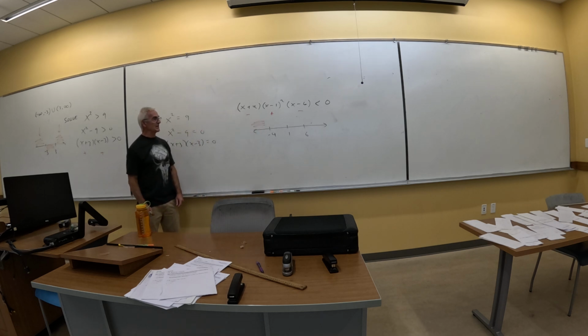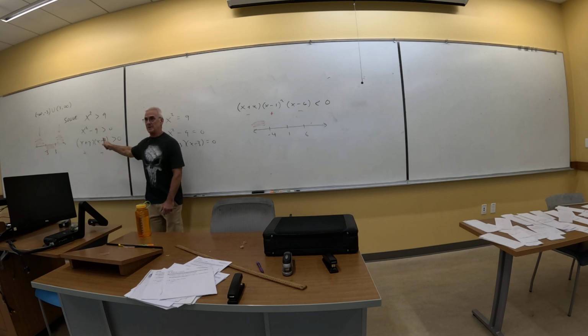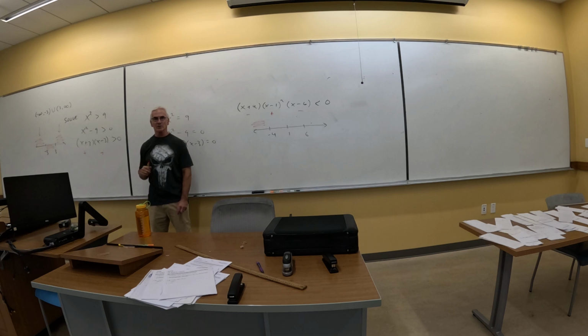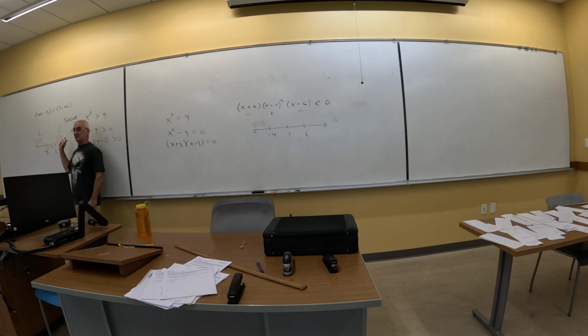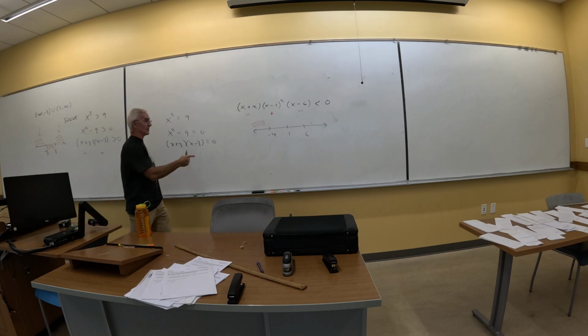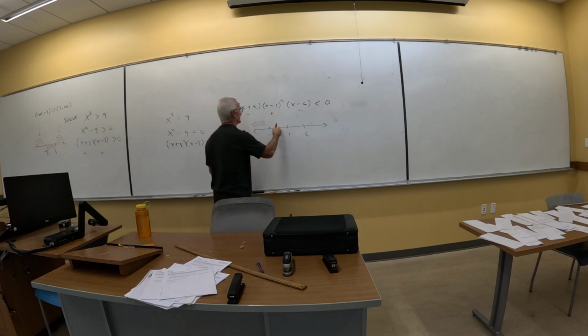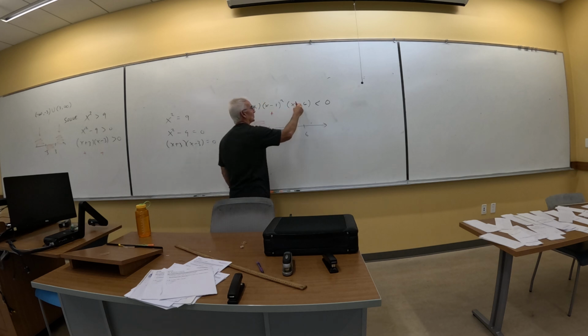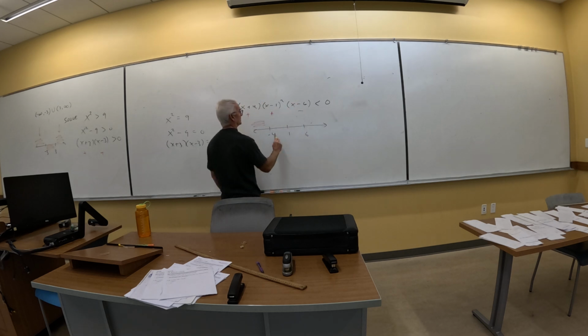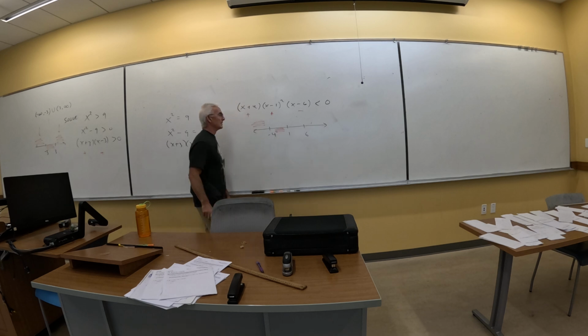Now pick a number between negative 4 and 1. How about like 0? By the way, how many calculations did I do over here? None. If you're calculating, you're looking at the wrong thing. You're only looking at signs. And I said every number in an interval will give me the same sign. So it's not important what number I pick, but that I pick a number in the interval. So I'm going to pick 0 because it's hard to mess that up. 0 plus 4 is positive. I'm squaring this, it's positive. 0 minus 6 is negative, so that product is negative.